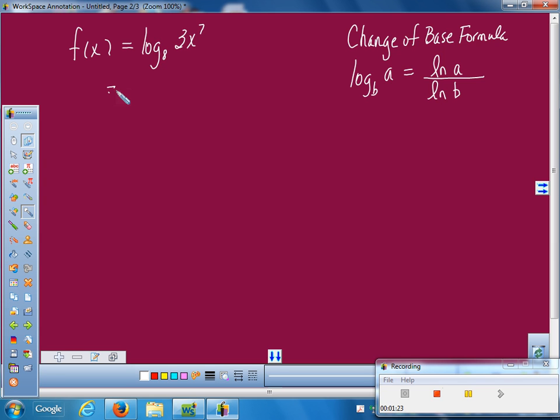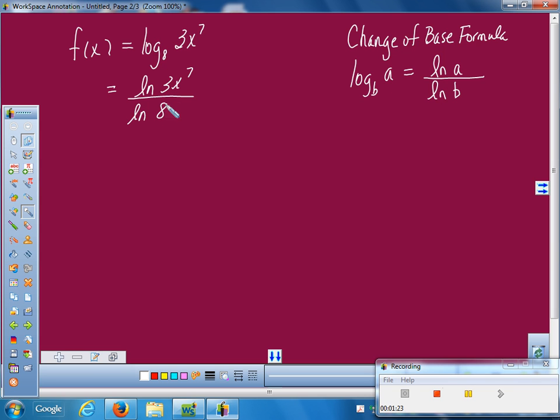So, according to that formula, what would I change this to? Natural log of 3x to the 7th over natural log of 8. Yes. And then you do the derivative of that function. But I also have to get you to realize something. Does this require a quotient rule? Does the bottom have a variable? No. The bottom is natural log of 8. It's just a number. That's just like having a 3 on the bottom. This is not a quotient rule.